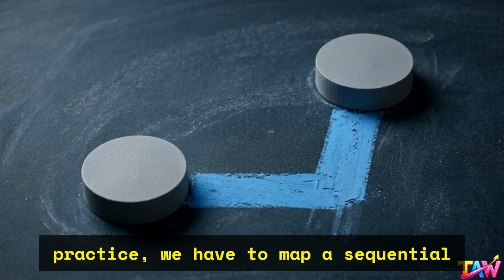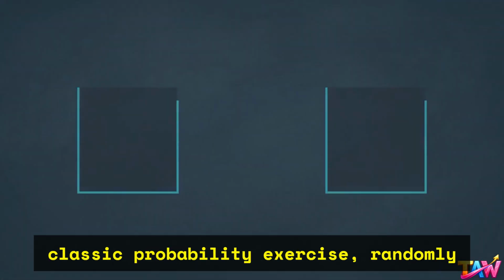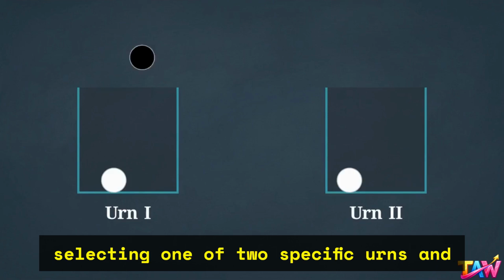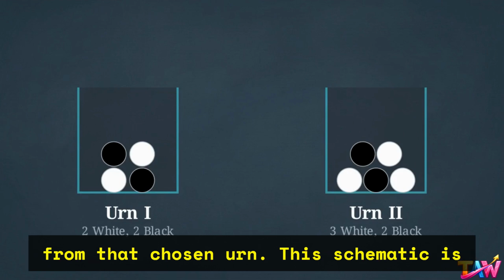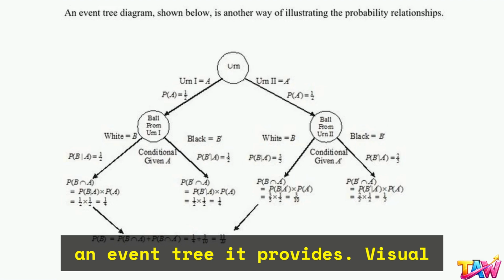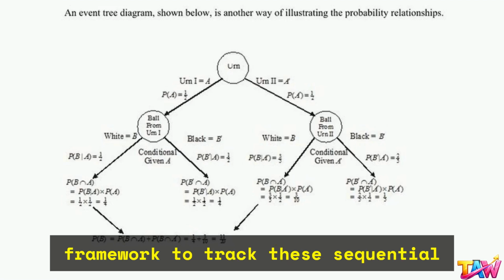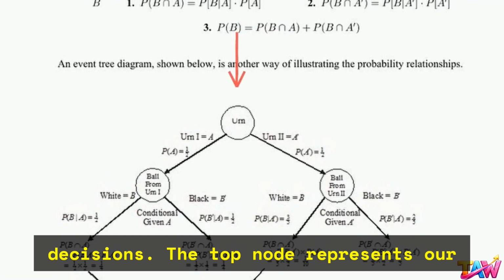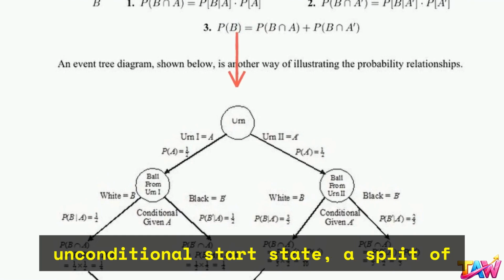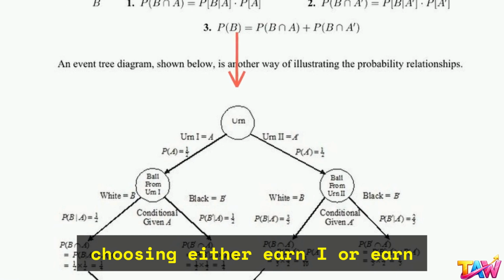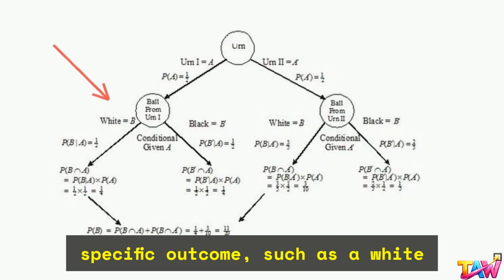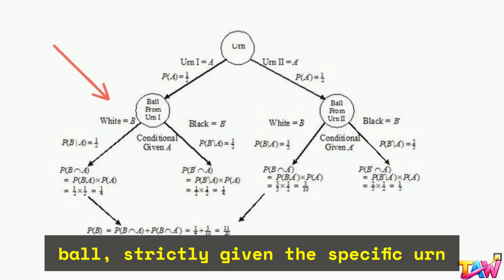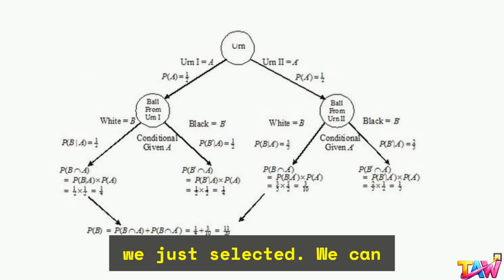To test this formula in practice, we have to map a sequential chain of dependent variables. Consider a classic probability exercise, randomly selecting one of two specific urns, and then randomly selecting a colored ball from that chosen urn. This schematic is an event tree. It provides a visual framework to track these sequential decisions. The top node represents our unconditional start state, a split of choosing either urn 1 or urn 2. The secondary nodes map the conditional probability of drawing a specific outcome, such as a white ball, strictly given the specific urn we just selected.